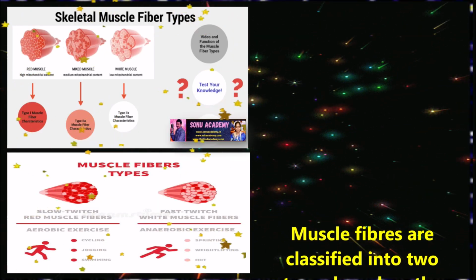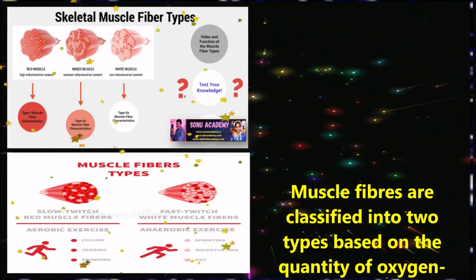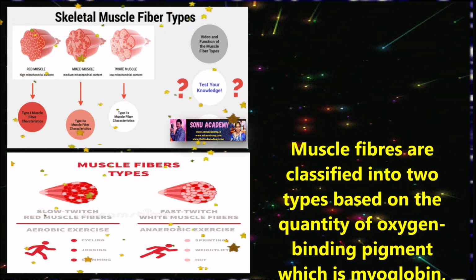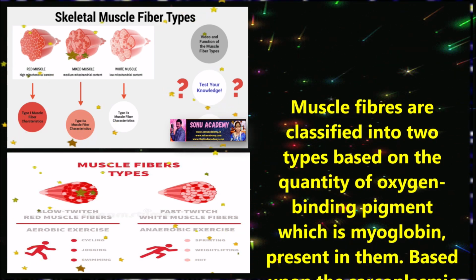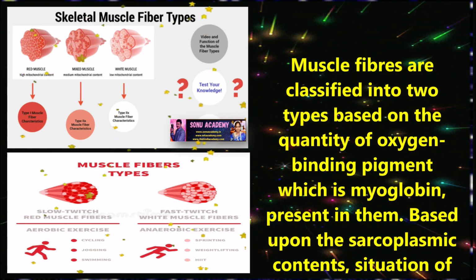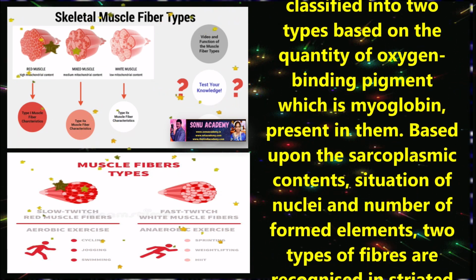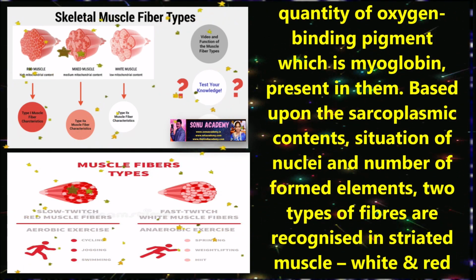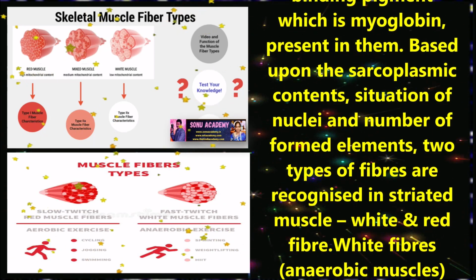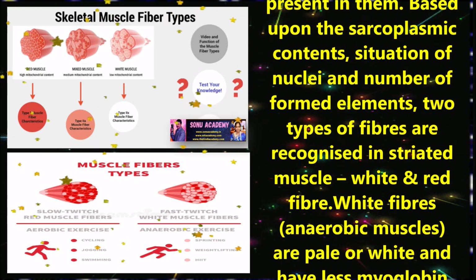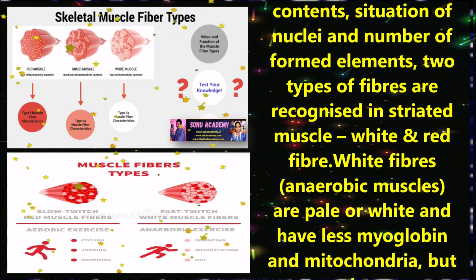Children, let us discuss the major types of skeletal muscle fibers. Muscle fibers are classified into two types based on the quantity of the oxygen binding pigment, myoglobin, present in them. Based on the sarcoplasmic content, situation of nuclei and number of formed elements, two types of fibers are recognized in striated muscle: white and red fibers.